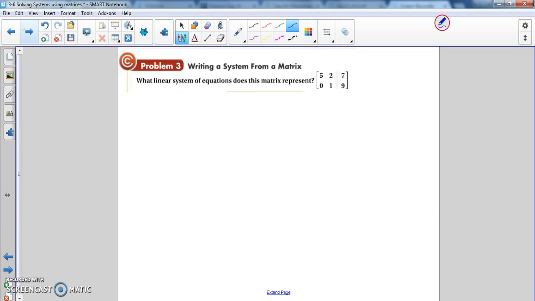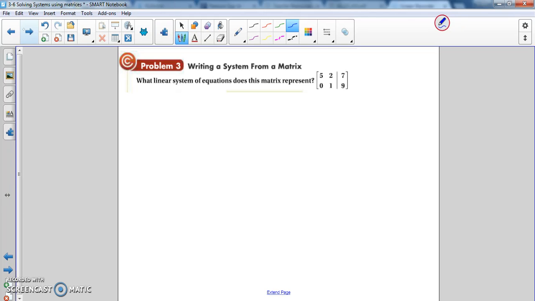Problem 3, we are going to write a system from a matrix. So we have our matrix, but now we want to go in the opposite direction and write this system of equations. We have to remember that each row represents the coefficients of our variables, and on the other side of that vertical line are our constants.